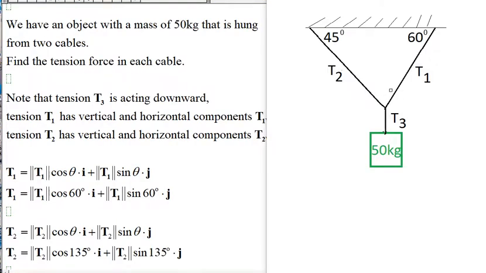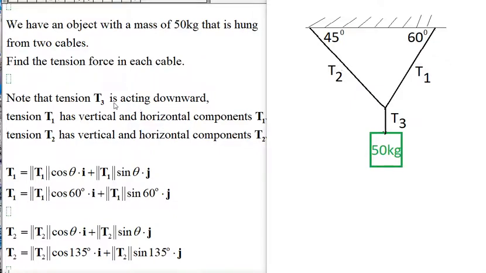And here we have an object that has a mass of 50 kilograms, and that is hung from two cables, so it would be this cable and this cable. And we want to find the tension force in each cable. So we have cable number 1, cable number 2, and cable number 3, and we want to find the tension force in each one.